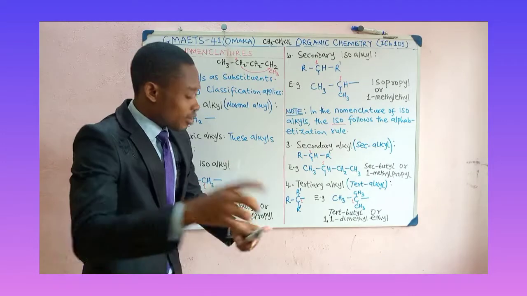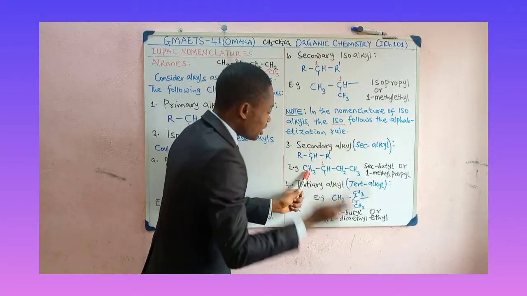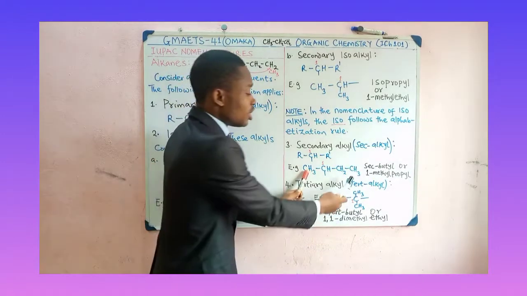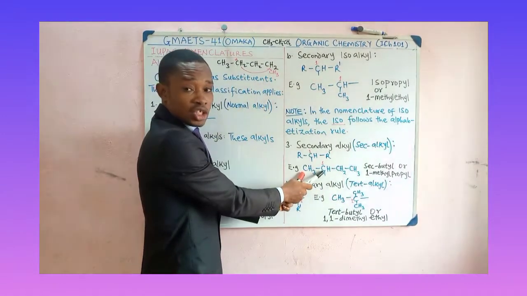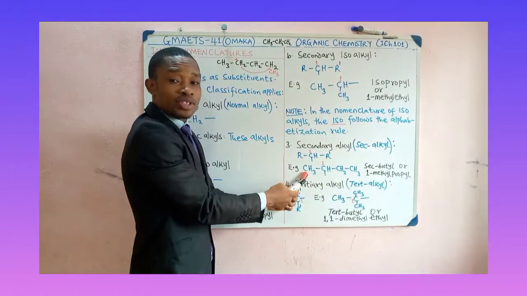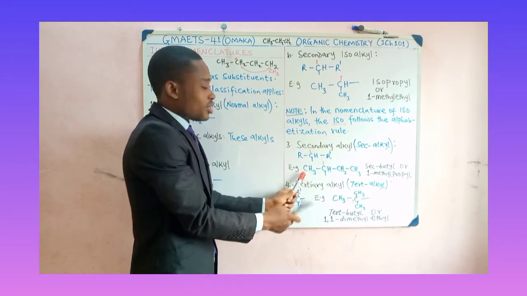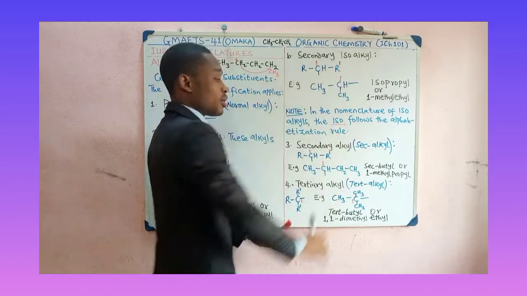Because if it is a normal alkyl, let me show you something. Then this would not end at CH3. Either this ends with CH3, this will be CH2. One hydrogen from here will be transferred to this CH to make it CH2, CH2, CH2. You can now say this is a normal butyl. Is that okay? So that's just the difference between secondary alkyl and then secondary isoalkyl.